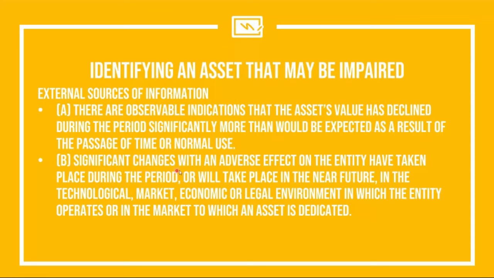Letter B, significant changes with an adverse effect on the entity have taken place during the period, or will take place in the near future, in the technological, market, economic, or legal environment in which the entity operates, or in the market to which an asset is dedicated. So these are basically talking about obsolescence, or whatever type of decrease in value as compared to the competitive nature of the asset that we are holding.